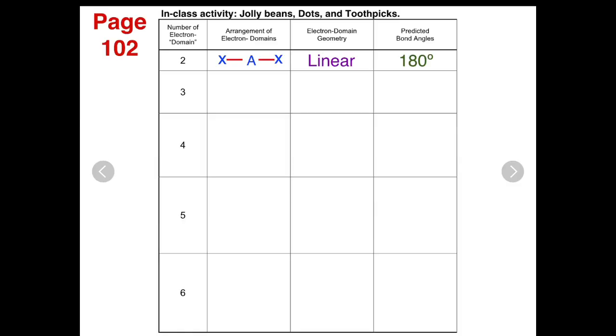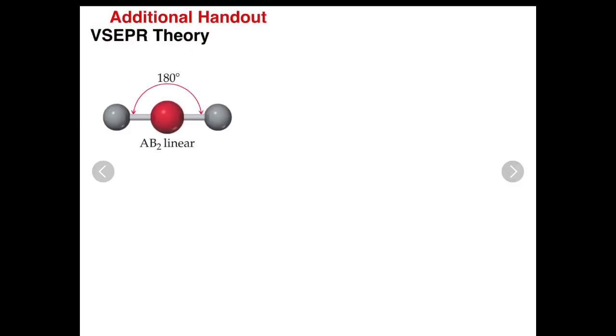Now, if you have 3 electron domains, which means you have a central atom, this is the picture of it. If you have a central atom and two electron domains, they need to be on opposite sides so that they are further apart.